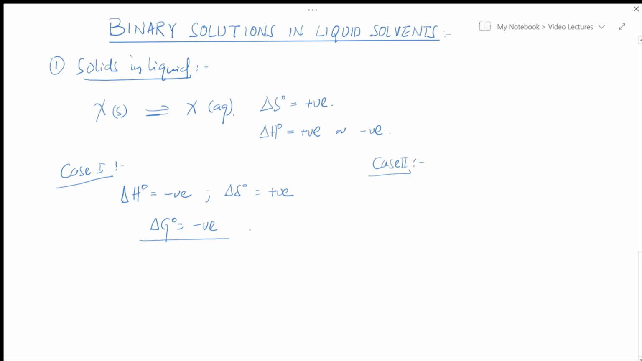In a second scenario, delta H naught could be positive, it's an endothermic change, and delta S naught is positive as well. Now, delta G naught, which is delta H naught minus T delta S naught, has two different terms to it, of which the second term with sign included is negative and the first term delta H naught is positive. It's fairly evident here that when you increase temperature, the second term will become more and more negative, which means delta G naught becomes more negative and solubility increases.